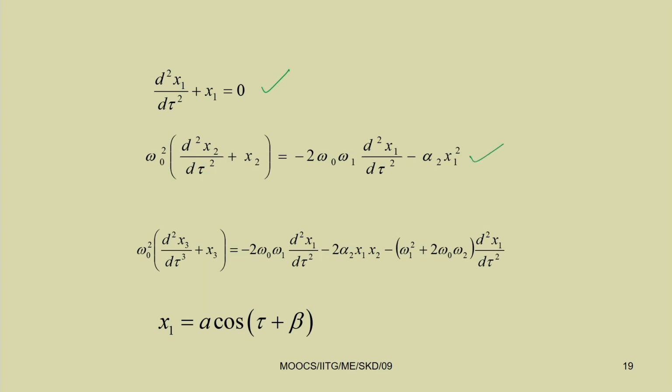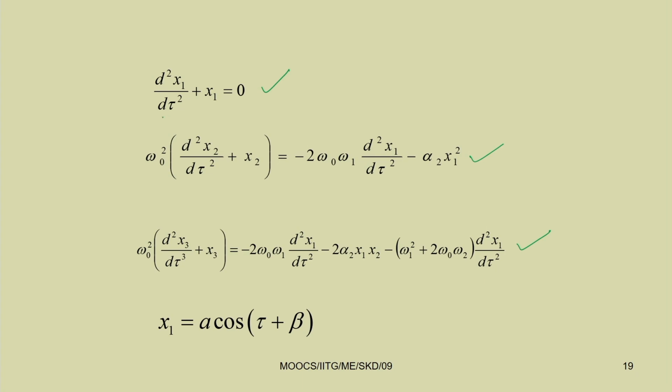If you collect all the coefficients, this is one coefficient you got, and the second coefficient you will get this way: omega 0 square into d square x2 by d tau square plus x2 equal to minus 2 omega 0 omega 1 d square x1 by d tau square minus alpha 2 x1 square. Similarly, you can get another term, that is omega 0 square into d square x3 by d tau square plus x3 equal to minus 2 omega 0 omega 1 d square x2 by d tau square minus 2 alpha 2 x1 x2 minus omega 1 square plus 2 omega 0 omega 2 d square x1 by d tau square.